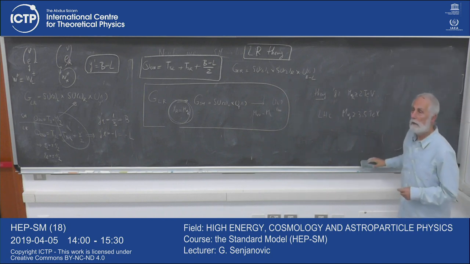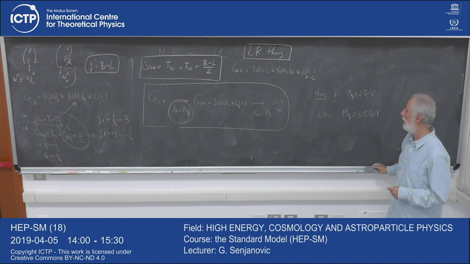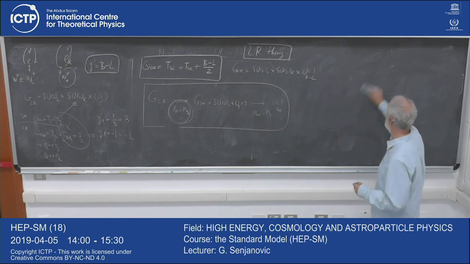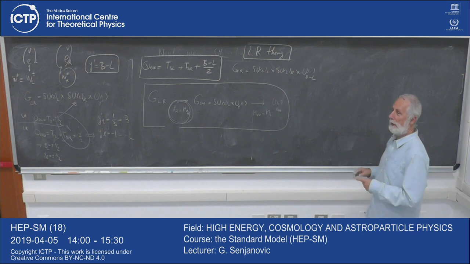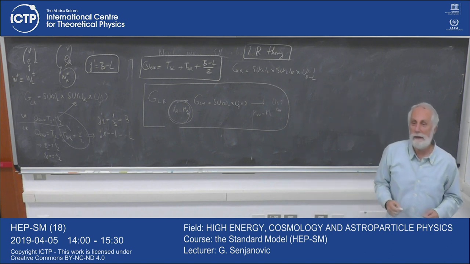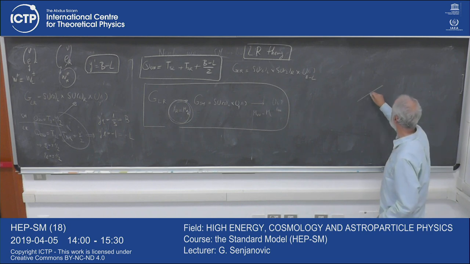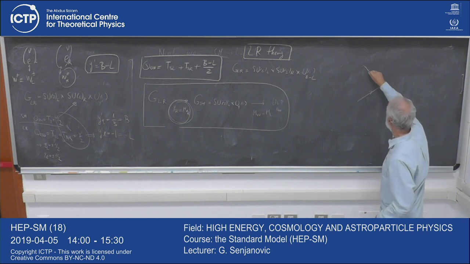Why is Alex saying that it's 3.2? Is there a limit in some process that they have been detected on? Well, you look for WR. You do simply this. Let me remind you. How did they see WL? Through its decay. They had a P P-bar machine.